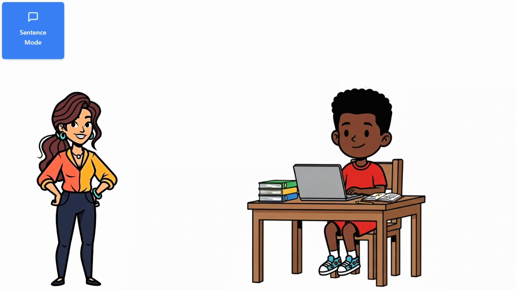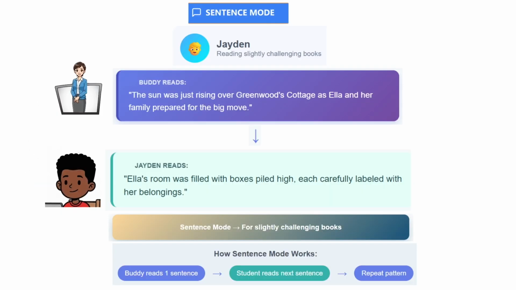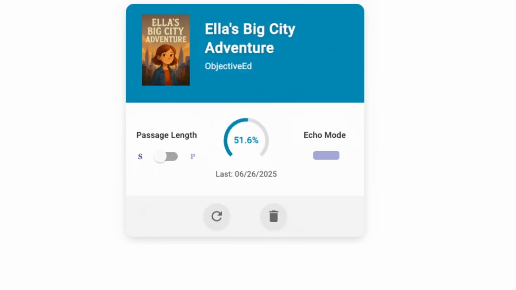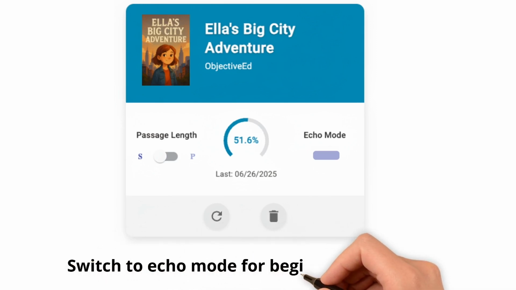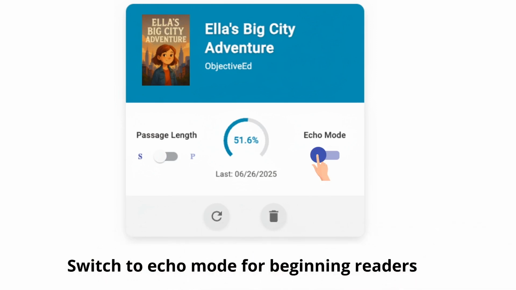Nice work, Jaden. You picked up right after Buddy. In sentence mode, Buddy reads one sentence, then the student reads the next sentence. This is best for books that are slightly challenging. For early readers or English language learners, or if the student is still struggling, BuddyBooks provides echo mode. To enable echo mode, just move the echo mode slide switch.